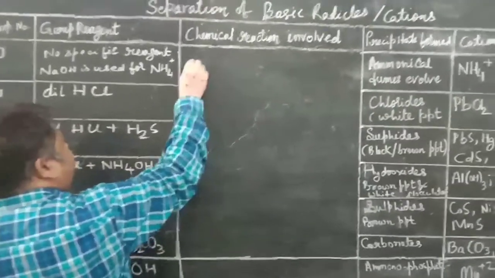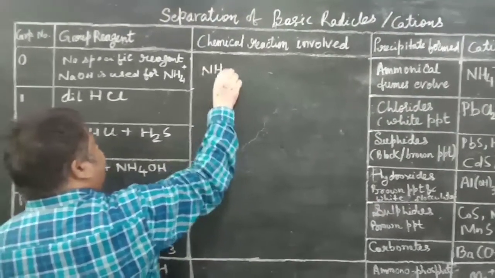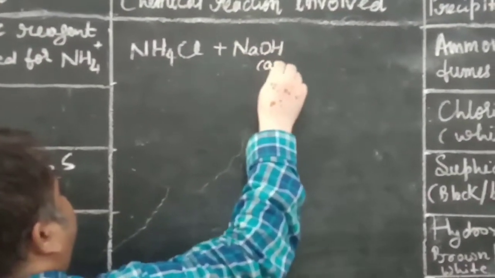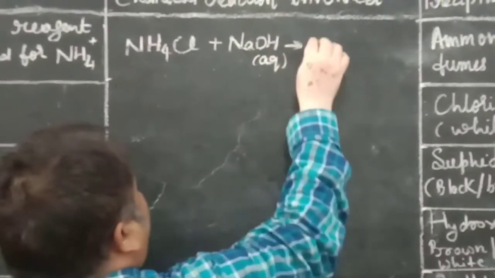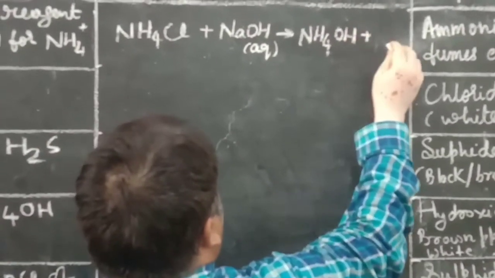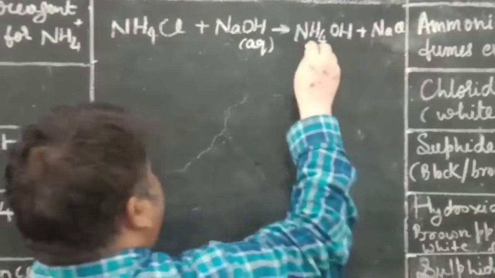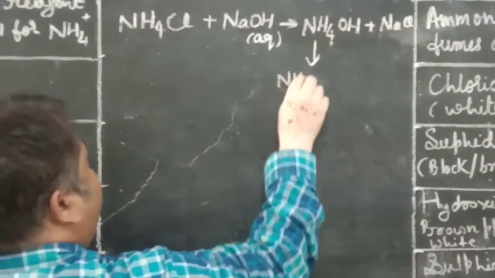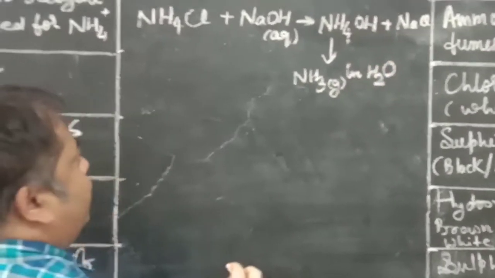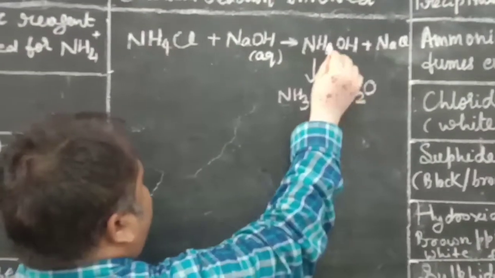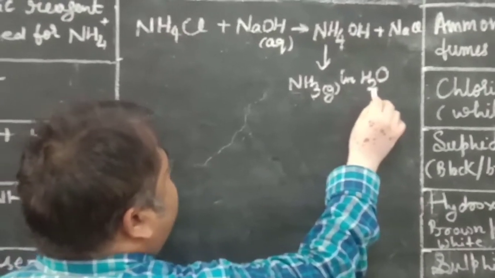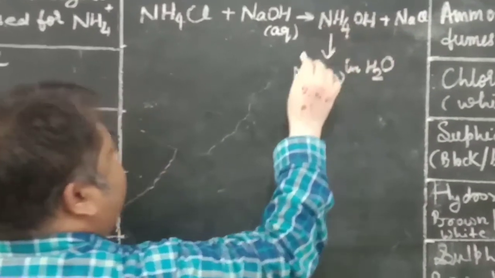I mean to say that if you take any ammonium salt, say ammonium chloride, and put sodium hydroxide solution, then this will form ammonium hydroxide plus NaCl. This ammonium hydroxide is nothing but ammonia gas in H2O. If you count the number of hydrogen atoms here, you will find that 4 hydrogen plus 1 hydrogen is 5 hydrogen, 3 hydrogen plus 2 hydrogen, 5 hydrogen, 1 oxygen here, 1 oxygen here, 1 nitrogen here, 1 nitrogen here.